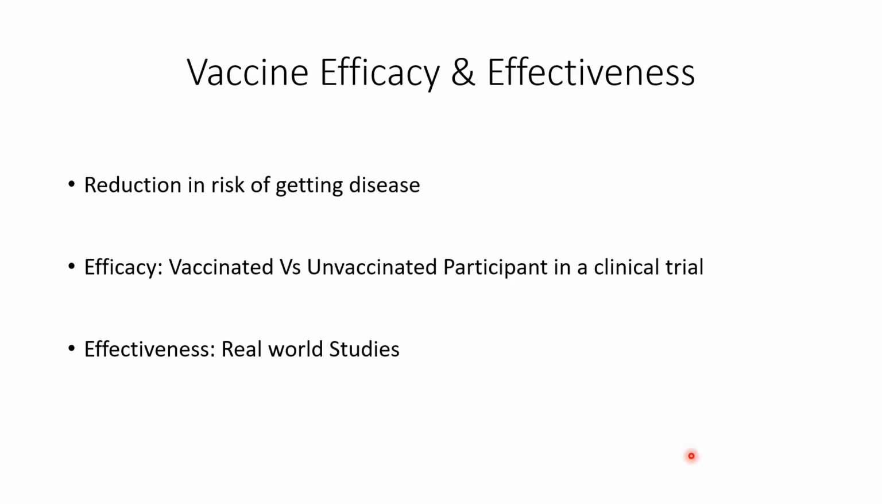So let us quickly see what vaccine efficacy and effectiveness are. It is the ability of the vaccine, or the reduction in risk of getting the disease as a result of taking the vaccine. Efficacy is when vaccinated individuals are compared with unvaccinated participants in clinical trials, and effectiveness is what we see in real world studies. So the result of a trial gives us the efficacy of the vaccine, and real world studies give us the effectiveness of the vaccine.